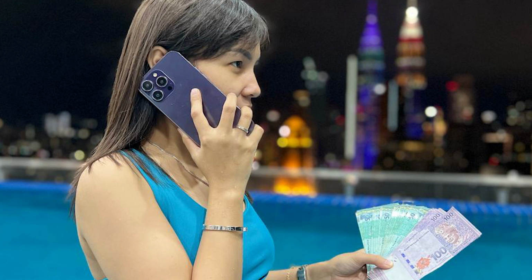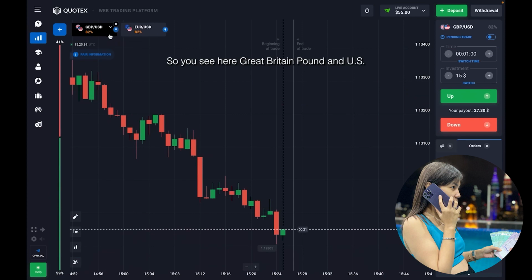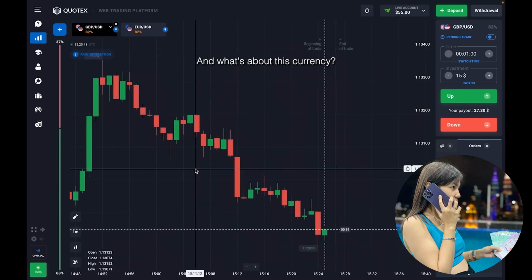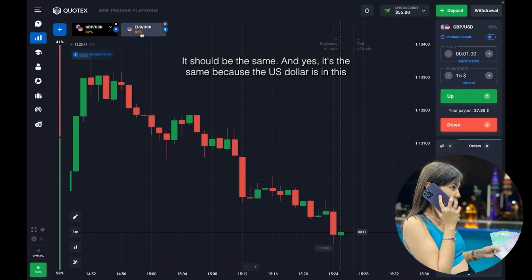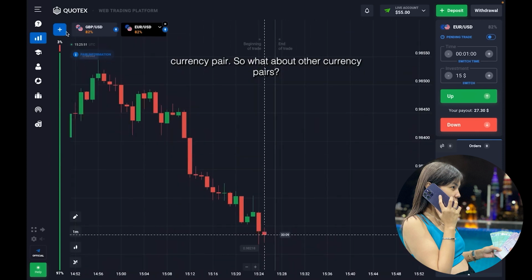video you can understand how the different patterns work on this platform, and maybe you can also understand how to trade in different situations on this chart, such as downtrend, uptrend, or maybe even a flat line. So you see here Great Britain pound and US dollar, I have this downtrend. And what about this currency? It should be the same. And yes, it's the same because the US dollar is in this currency pair.